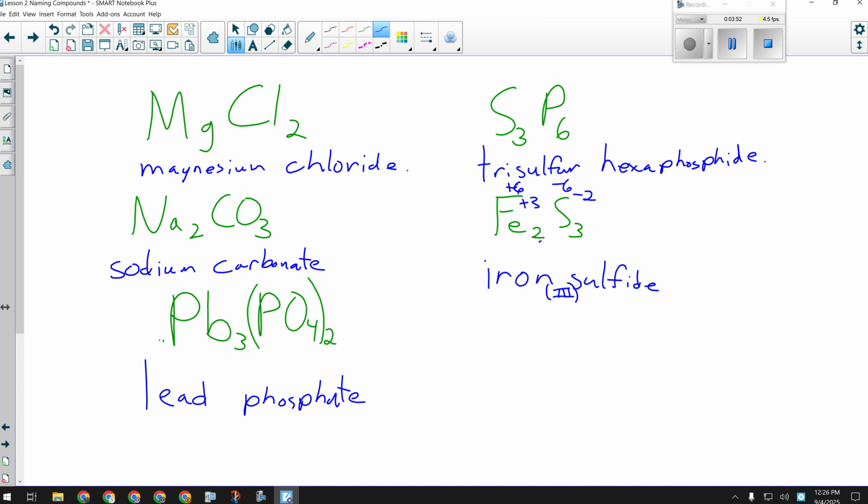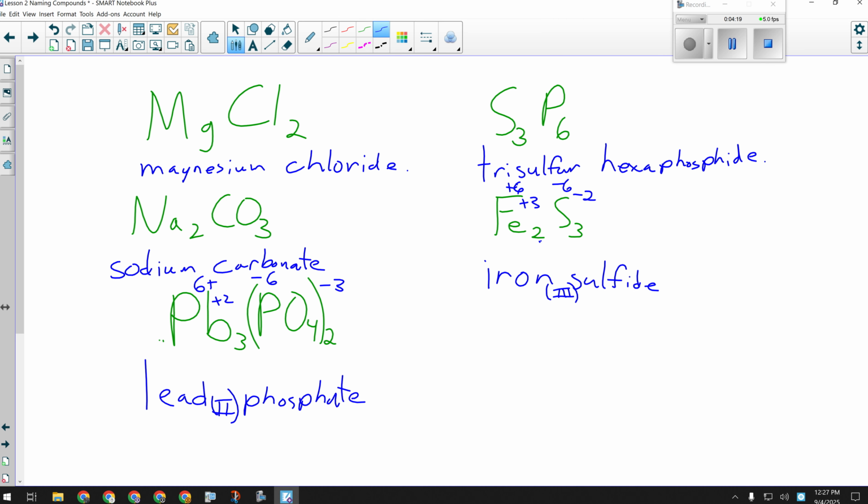Now I need my Roman numeral. If I go to my polyatomic ion chart, it says that this has a -3 charge, and there are 2 of them, for a total of 6 negative charges. That means I need to get 6 positive charges out of 3 leads. That means each lead must have a charge of +2. So lead, Roman numeral 2, phosphate.